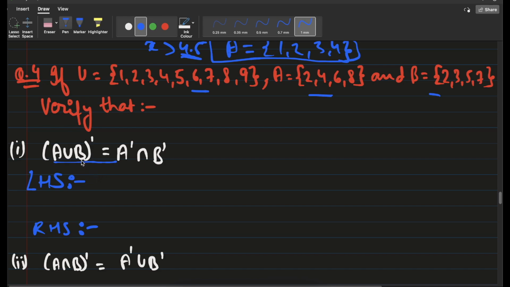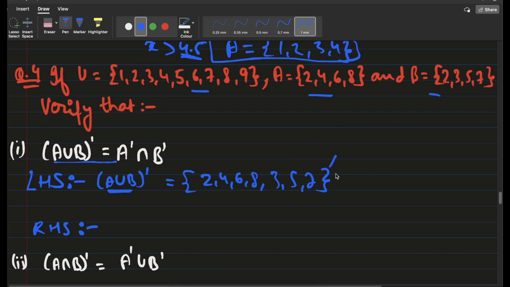Now let's focus on LHS. What is LHS? (A union B) complement. Let's first find A union B. It would be 2 4 6 8 3 5 7. 2 4 6 8 are all the elements of A, then except 2, all the elements of B, because 2 was already present in A. So 3 5 7 we have written. This is A union B.